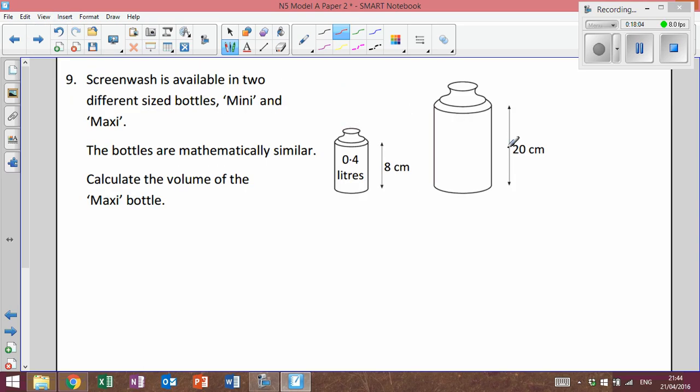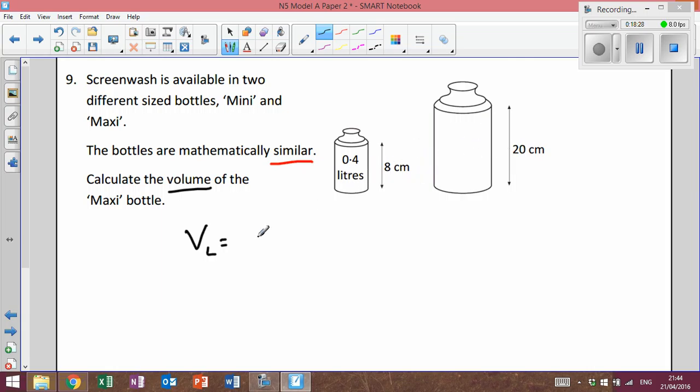Okay, so Scheme Wash is available in 2 different sizes. They are mathematically similar. Okay, so we know we're doing a similarity question. We know we're using scale factor. Calculate the volume of the maxi bottle. Okay, so we want the volume of the large one. So firstly, we need a scale factor. And we know there that 20 and 8 are corresponding sides.